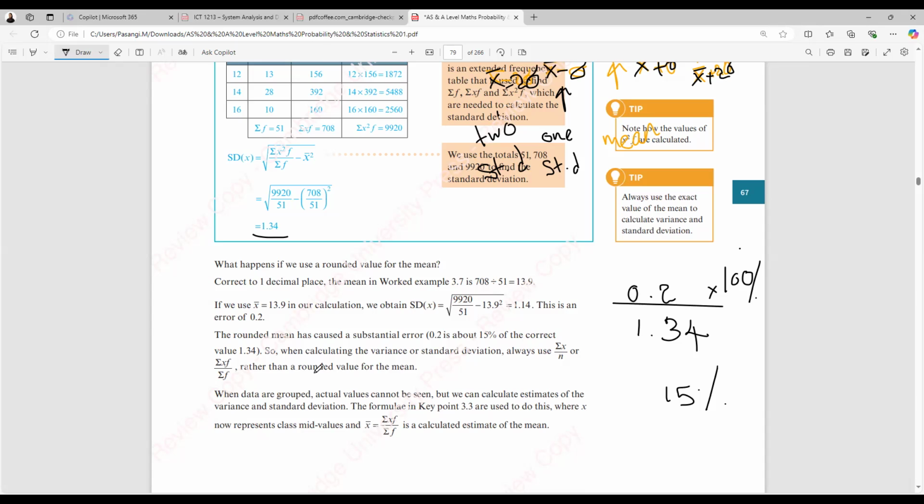So when calculating the variance or standard deviation, as a good practice, they ask us to use sigma x over n, or else sigma xf divided by the summation of the frequencies. Use one of these two, rather than a rounded value for the mean.